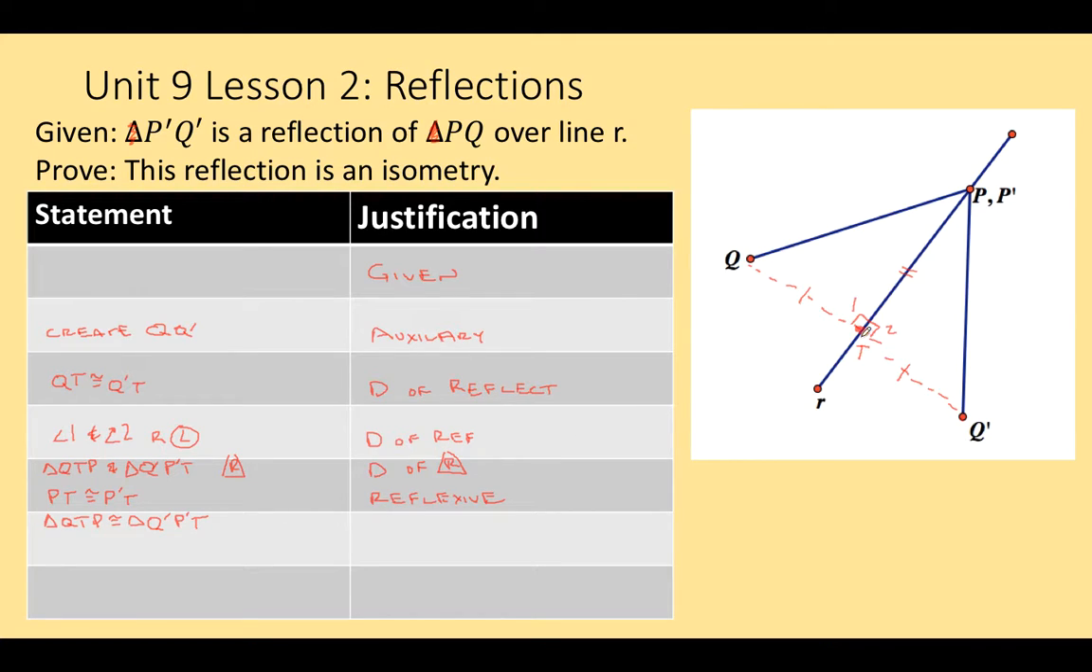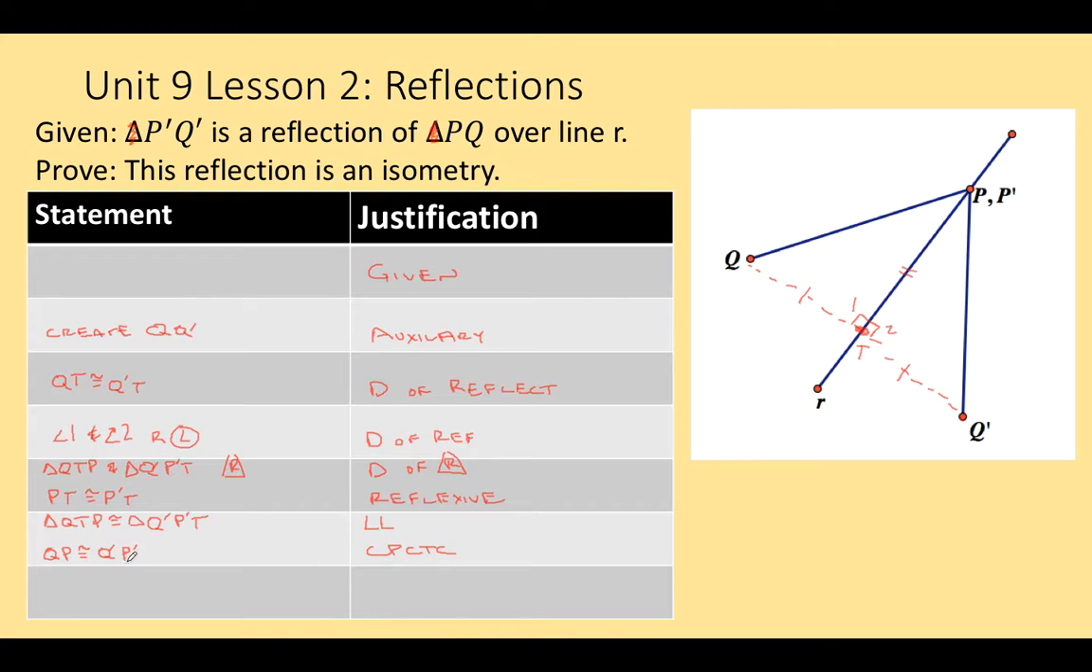This would be by, well, let's see, what are the two sides that we have? We have a leg and a leg. This is the hypotenuse. We don't know that yet. That's what we're trying to prove. So we have LL, which is one of our right triangle theorems that proves that triangles are congruent. And because we have this, we can now say QP is congruent to Q prime P prime by CPCTC.